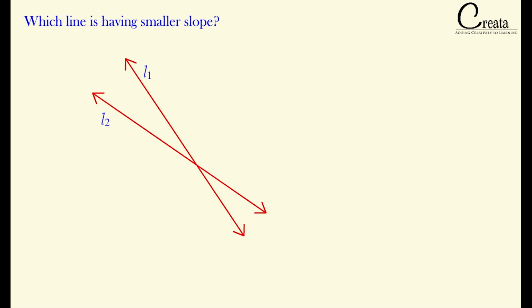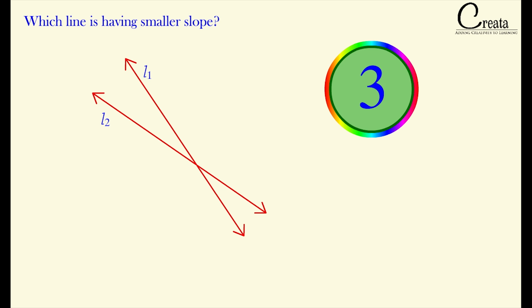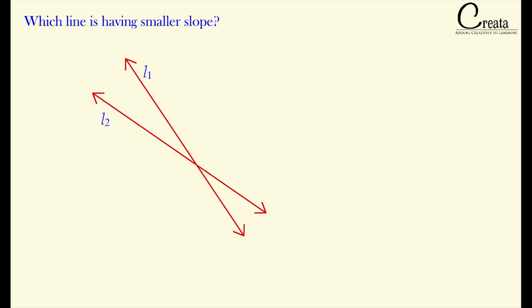Let's take the last question. Out of these two lines, which line is having the smaller slope? If you observe, both of these lines are coming in the range of theta, that is 90 to 180 degree. And we know in this range the slope is negative. So we can identify the line L1 is having lesser slope as compared to line L2. The line toward the 180 degree will be having larger slope as compared to the line toward the 90 degree.